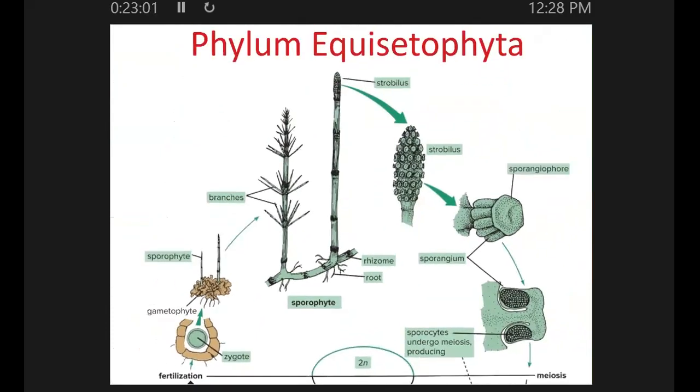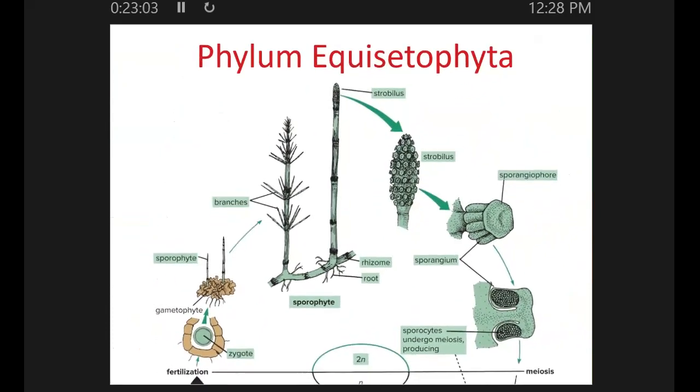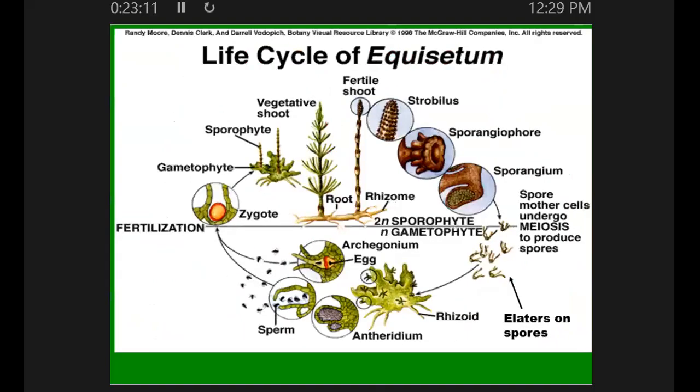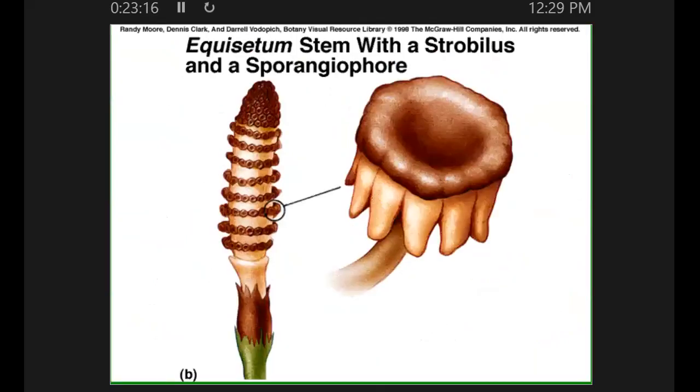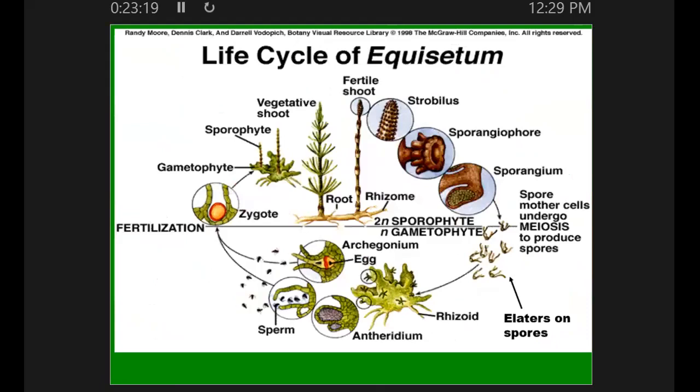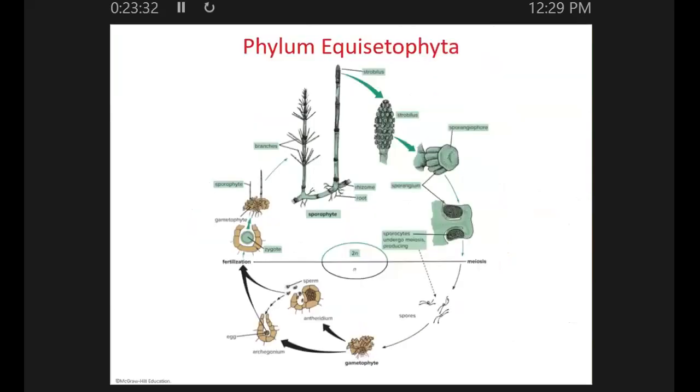So horsetails, once you train your eye to them, they're very noticeable. And they're certainly around here in town. If you start looking for them in the spring here, you'll find them. This is from a different book, but again, for study purposes, I included that if that helps you, but it's saying basically the same thing. And then I added the elaters on the spores, so they didn't do it in the other image.